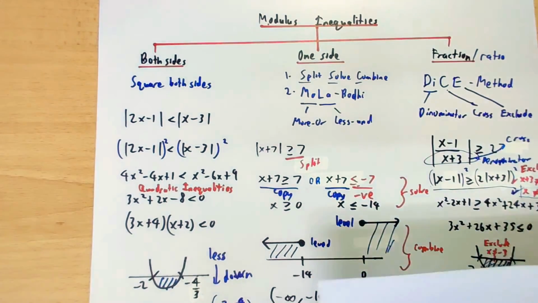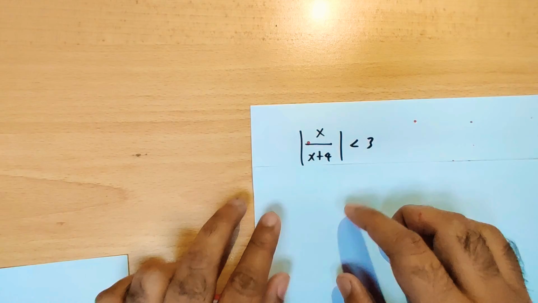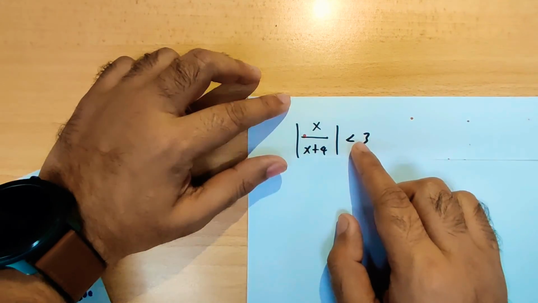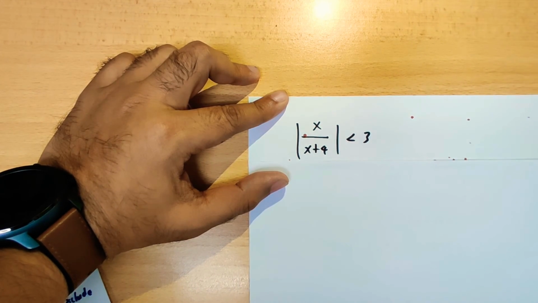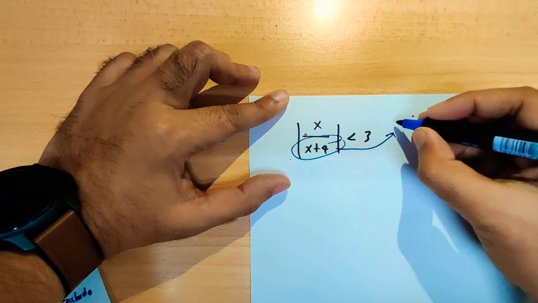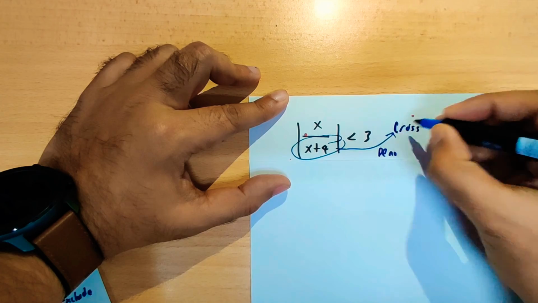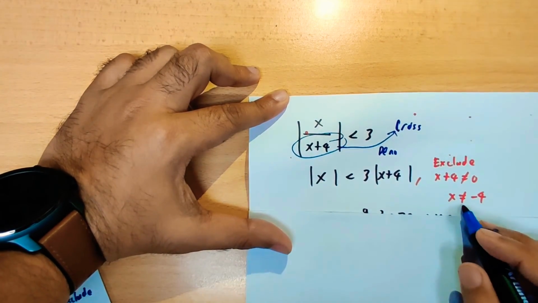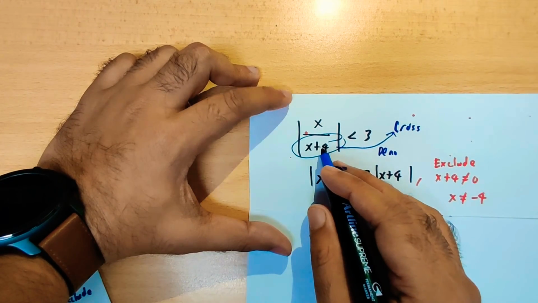I also supply you with another example with still the dice method. For this one, modulus fraction inequalities or ratio inequalities, you can see there. Firstly we take the denominator and then we cross multiply it. So this is the denominator and I want to cross multiply. Once you cross multiply it, do not forget to exclude it immediately. Why must you exclude? Because x cannot be -4. If x equals -4, I'm going to divide by 0.